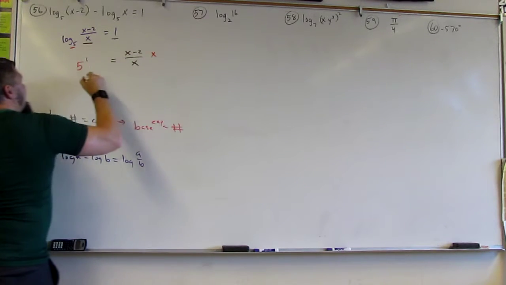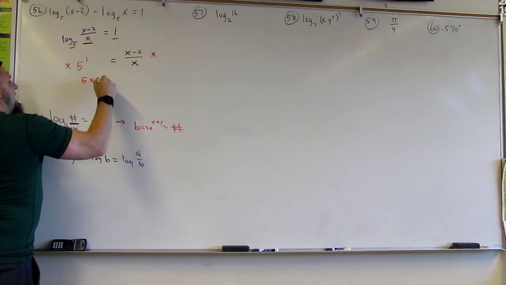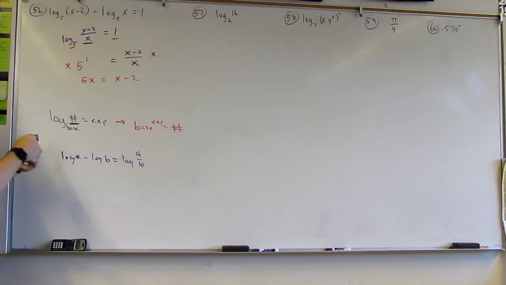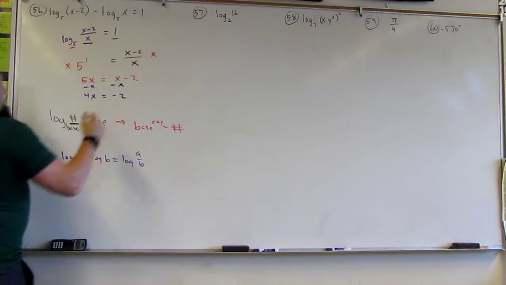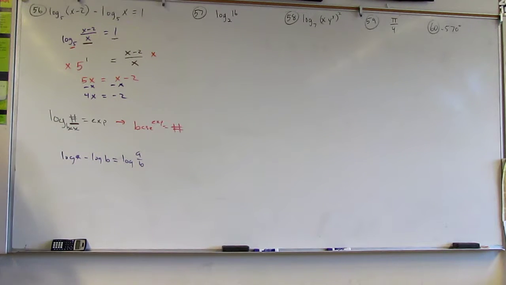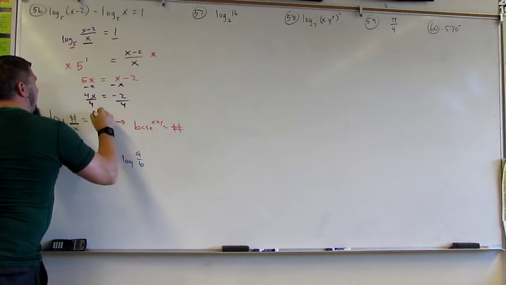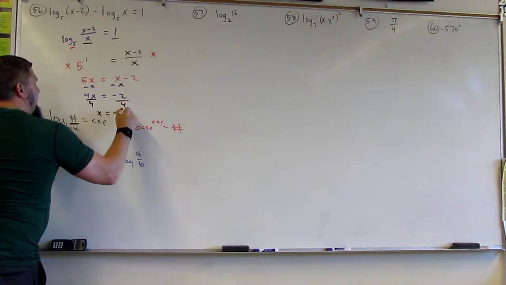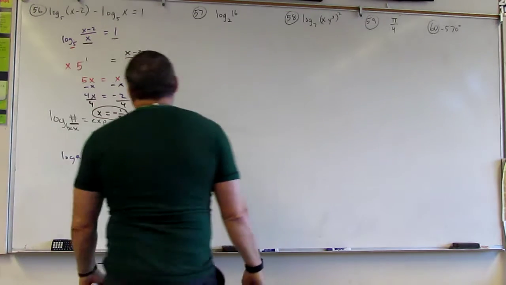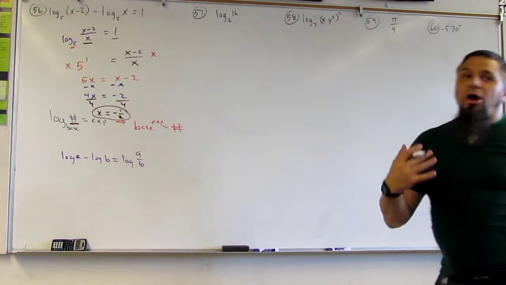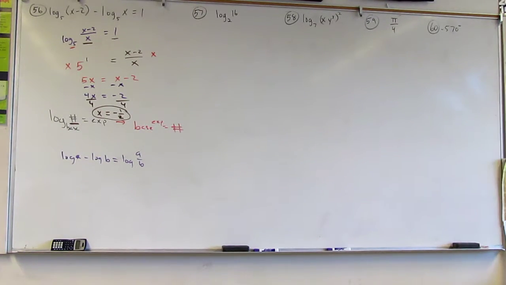Multiply both sides by x. So I get 5x is equal to x minus 2. Move your x: minus x, minus x. I get 4x equals minus 2. Divide by 4. I get x is equal to negative 1/2. Okay? That's the hardest log that we have. They don't get much harder than that.